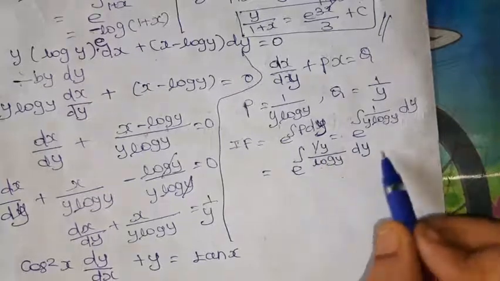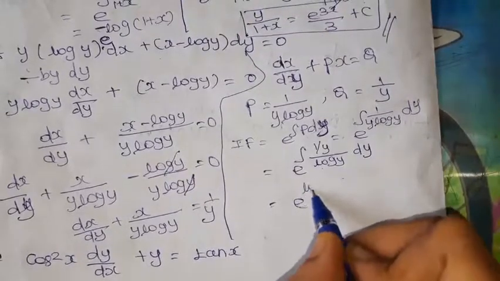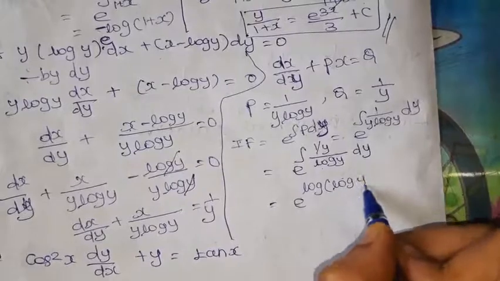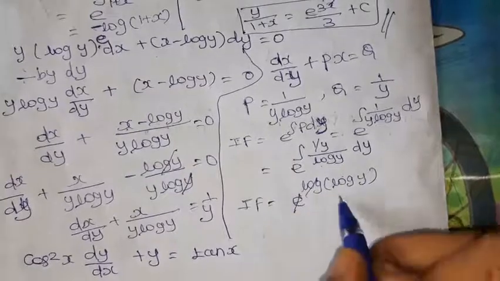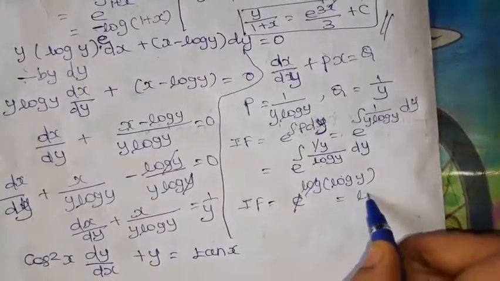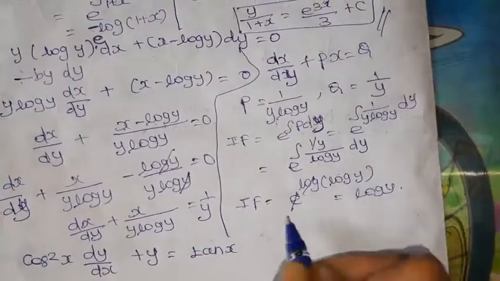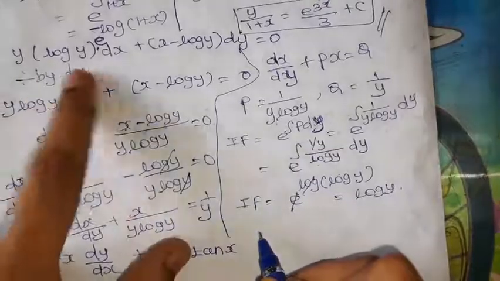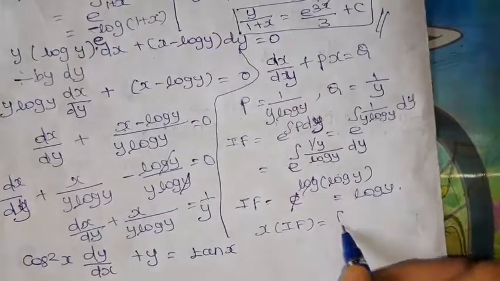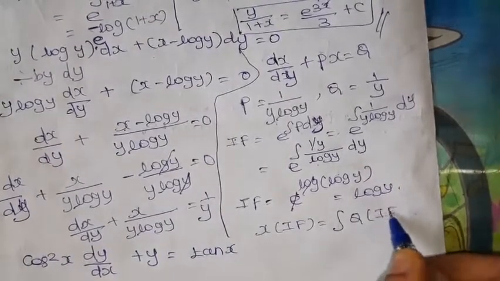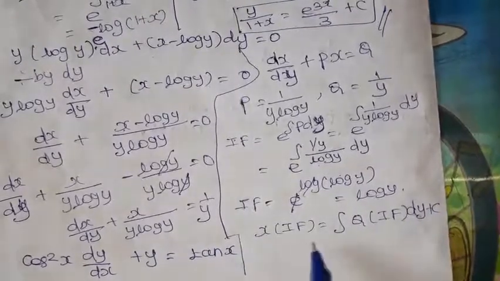So, what is the integration of this term? It is nothing but e power log of the denominator term, log of log y. So the e power and the log get cancelled. What is the integrating factor here? The integrating factor is nothing but log y. So, what is the solution? The solution will be in the form of x into integrating factor equals integral of Q into integrating factor dy plus c.